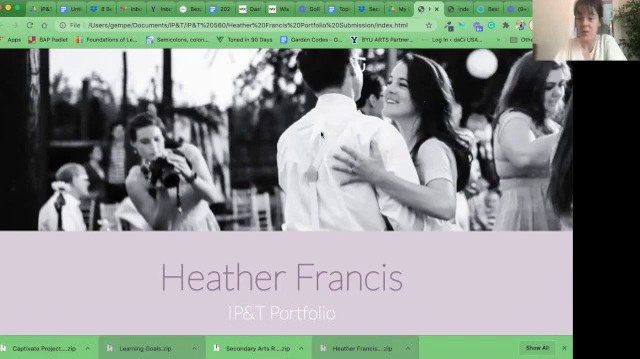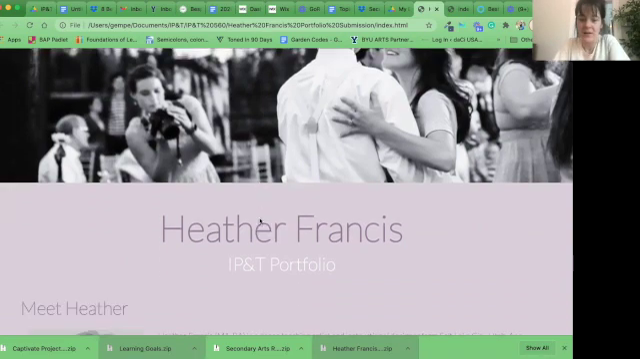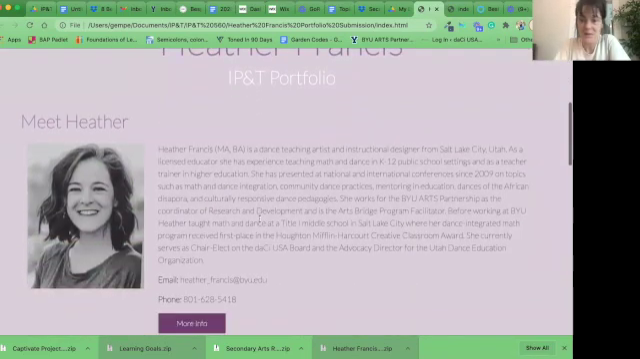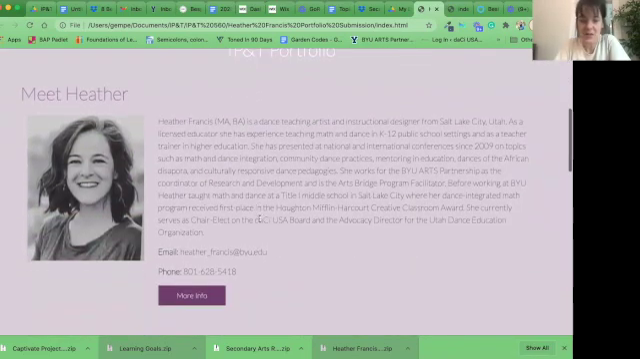So I'm going to start with my portfolio. I created this purple portfolio because I love the color purple. I wanted to represent myself as a dancer and a dance educator.